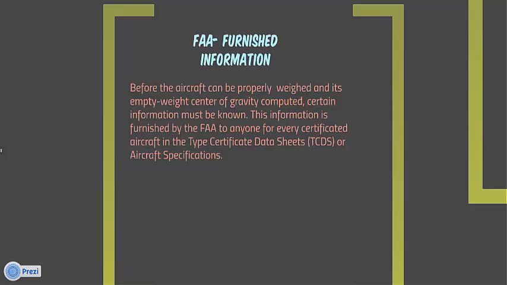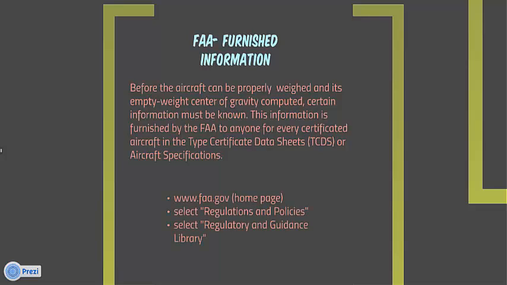This information is furnished by the FAA to anyone for every certificated aircraft in the Type Certificate Data Sheets, or TCDS, or aircraft specifications, and can be accessed via the internet at www.faa.gov. From that page, select Regulations and Policies, and at that page, select Regulatory and Guidance Library. This is the official FAA Technical Reference Library.